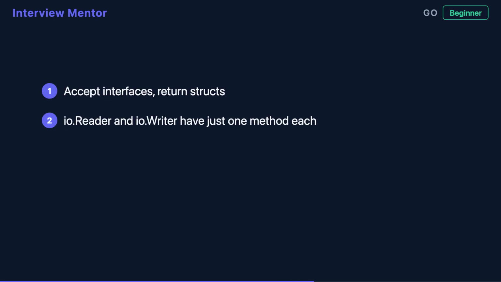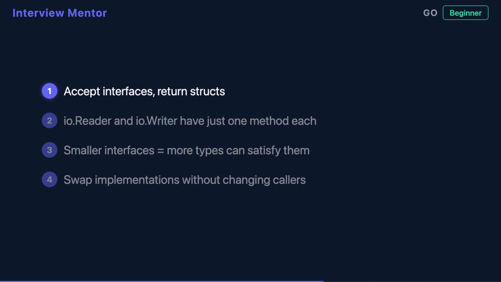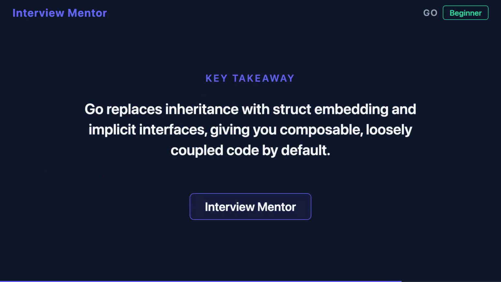This drives a core Go idiom: accept interfaces, return structs. Write a function taking io.Reader, and it works with files, network connections, or buffers. The standard library keeps interfaces small. Often just one method. Smaller interfaces mean more types can satisfy them naturally. In Go, compose with embedding, satisfy interfaces implicitly, and keep them small. That is the key to flexible, loosely coupled code.